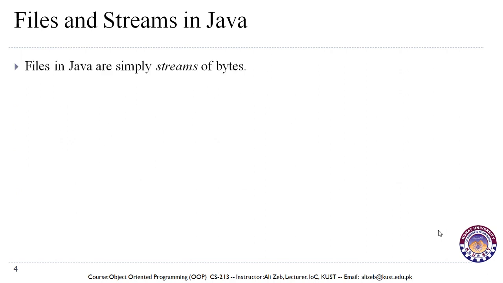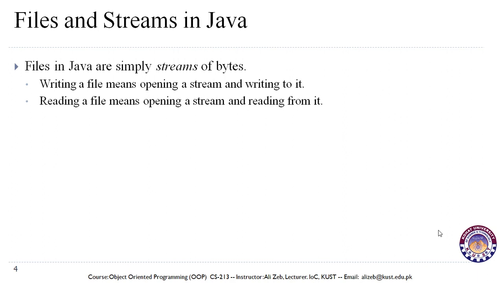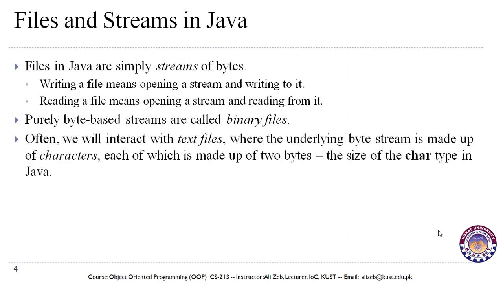Files and streams in Java. Files in Java are simply streams of bytes. Writing a file means opening a stream and writing to it. Reading a file means opening a stream and reading from it. Purely byte-based streams are called binary files.